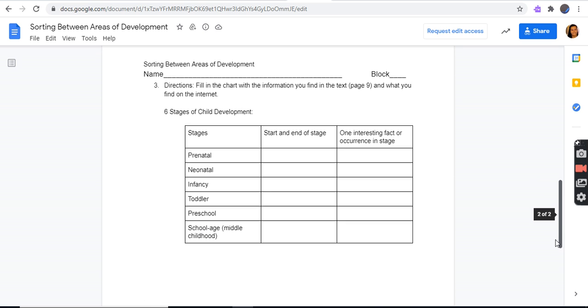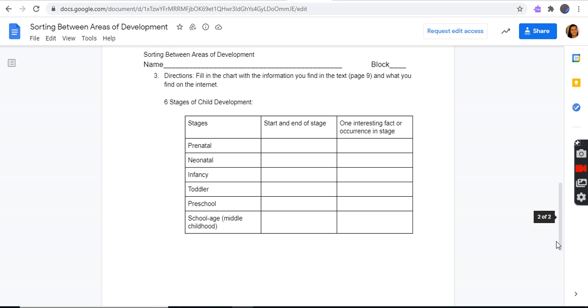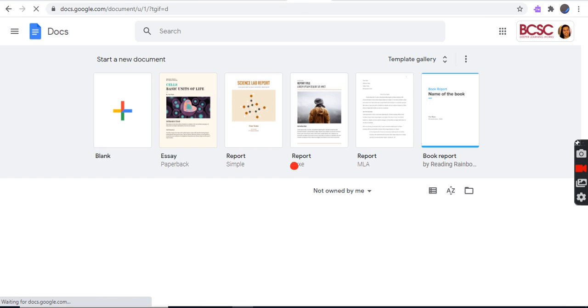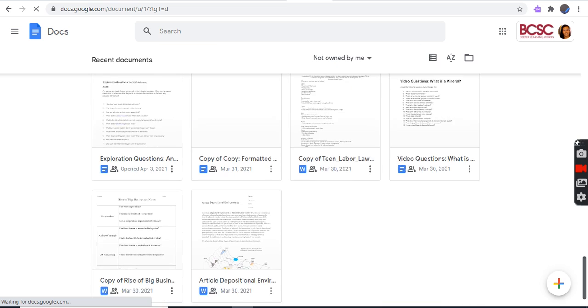Directions: fill in the chart with the information you find in the text, page 9, and what you find on the internet. 6 stages of child development. Stages: prenatal, neonatal, infancy, toddler, preschool, and school age or middle childhood. Start at the end of a stage. One interesting fact or occurrence in the stage. And that was it. Nothing else to add here.